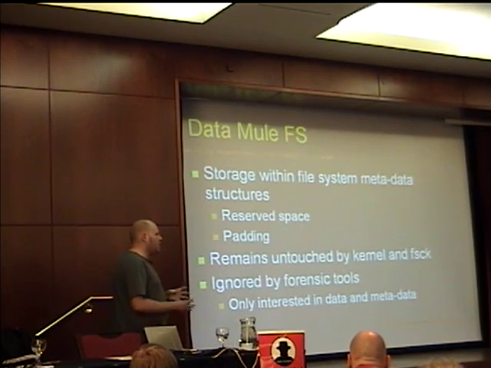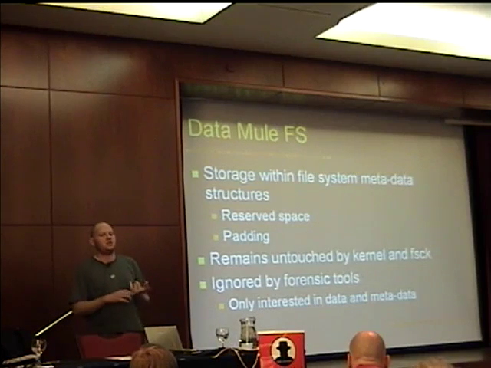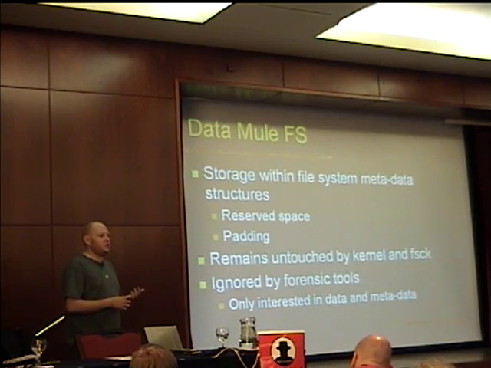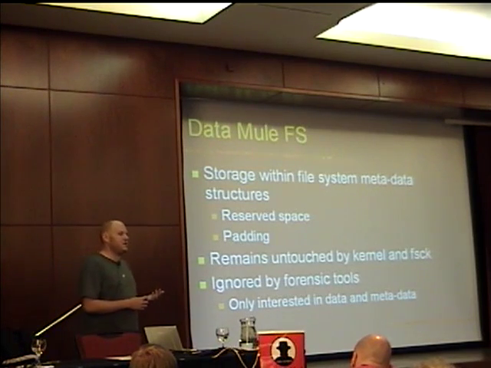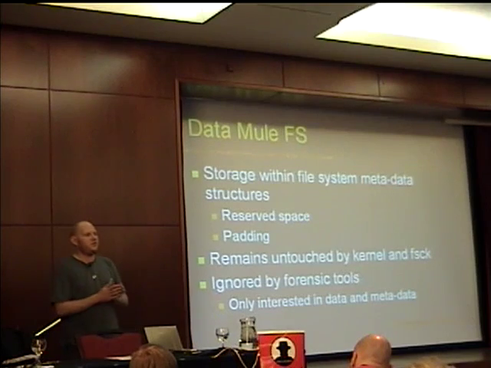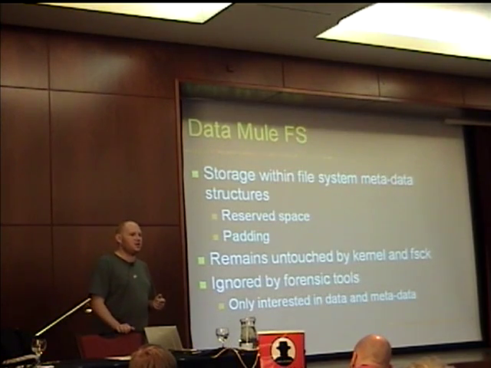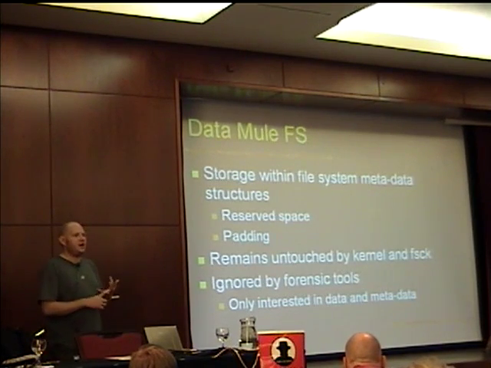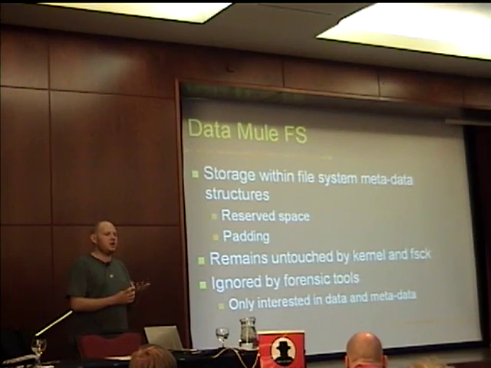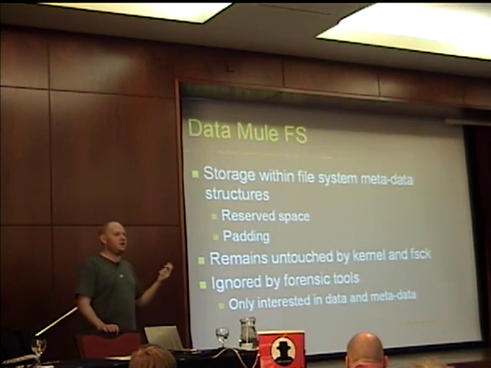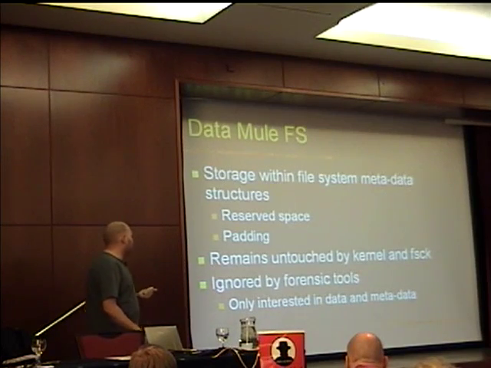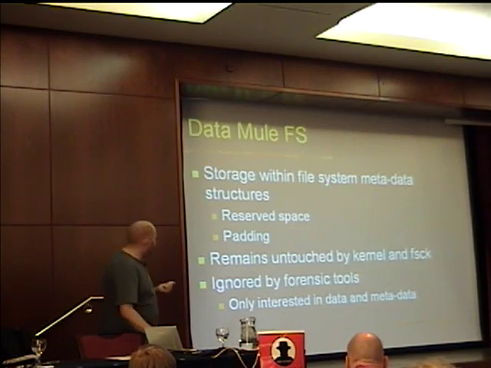So what you look for is areas of the file system that are not accessed. This is reserved areas or padded areas. When you've got reserved areas within the file system, it usually means you've got a byte here or four bytes there, and it's not a lot of space individually, but collectively it can be a reasonable quantity. It's also never going to be touched by the kernel, by FSCK, or by the forensics tools, because when they look at metadata, they don't examine the reserved areas, they simply look at the information within the metadata. So that allows us to store almost any data that we want.